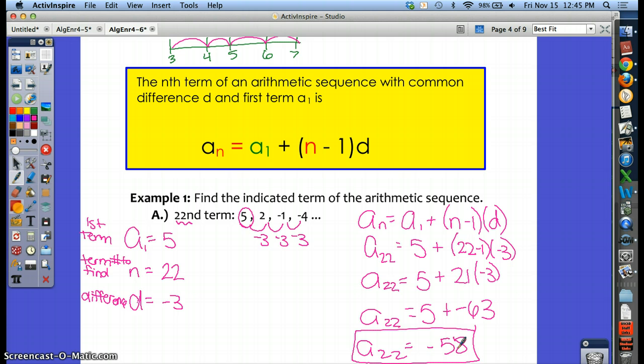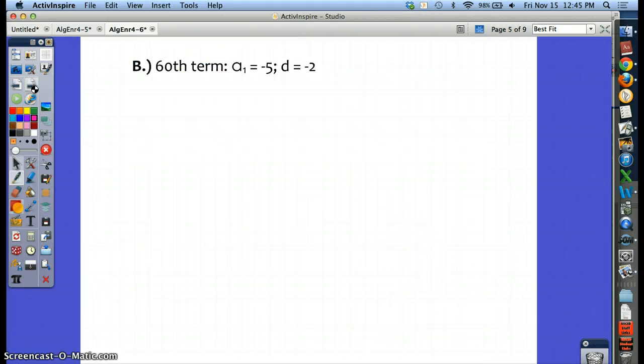So you can be given the sequence. You could also just be given the information. If you look at the next example, in example B, it says I want to find the 60th term, and I'm telling you right away my a sub 1 is negative 5, and my d is negative 2. So you have the a sub 1, you have the d, and the 60 represents what letter again? N. Go ahead and try this one, then press play to go over it. So pause the video now.